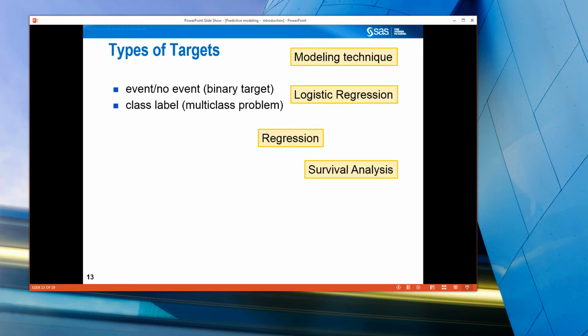And if you have a target that has multiple classes, such as let's say you're trying to classify customers as low loyalty, medium loyalty, and high loyalty, then it's a multi-class problem, and you can use logistic regression for doing that. Sometimes your target variable is continuous, and then a standard regression technique will be acceptable. Sometimes you have target variables that give you information on how much time passes before somebody may react. That technique is called survival analysis. We will not be going over survival analysis, but it's also a topic that is useful.